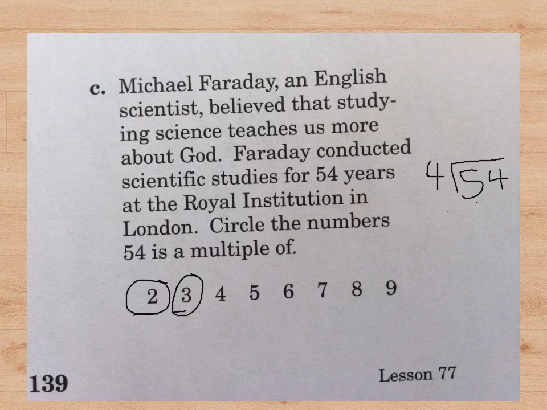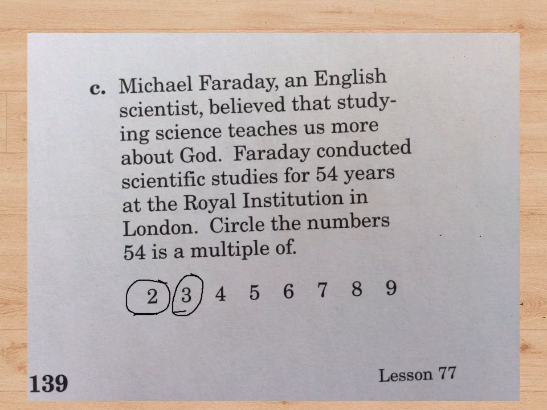And if you worked it out here, 4 goes into 5 one time. Subtract. Get 1, bring down the 4 to make 14. 4 goes into 14 3 times. That'd be 12. And we end up with a remainder here. And so what that means is 4 is not a multiple, and we don't circle it.